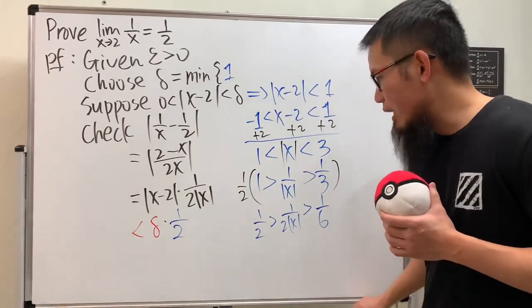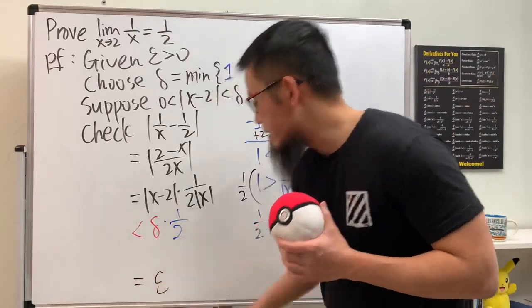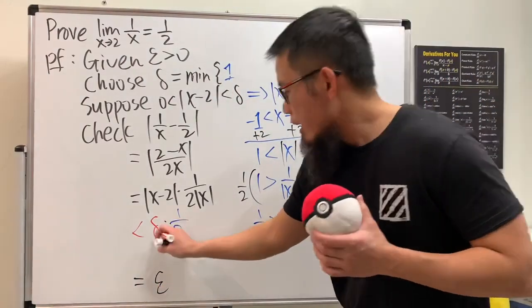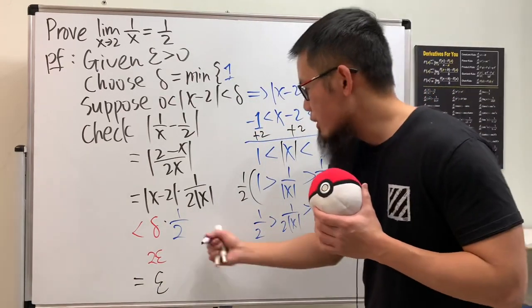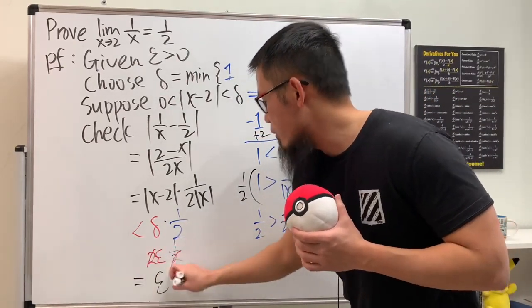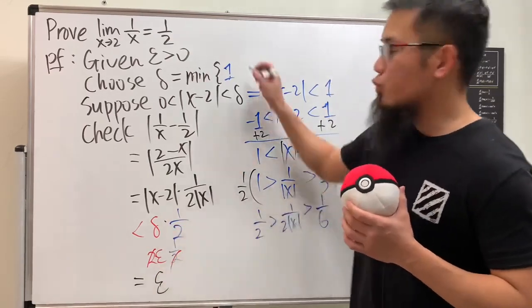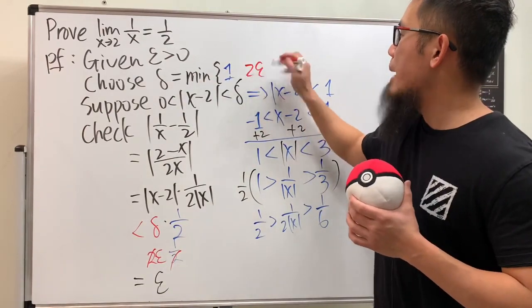And now lastly, what do we have to do? You see that in the end, we have to get what? We have to end up with epsilon. So that means what? Delta shall be 2 times epsilon. Why? Because this way, when we multiply with 1 over 2, as you can see, the 2 will cancel. So that means we will just write this down right here. So delta shall be the minimum of 1 or 2 epsilon.